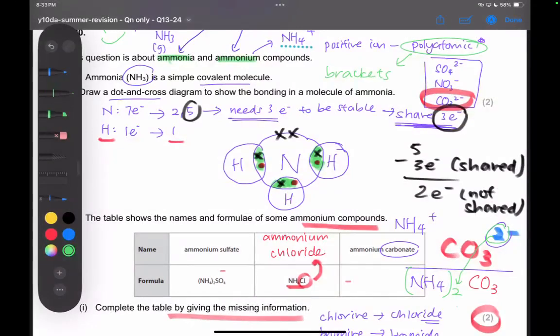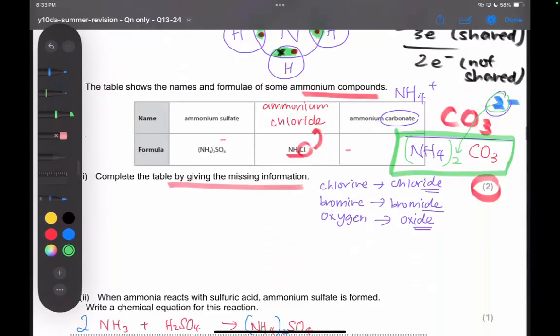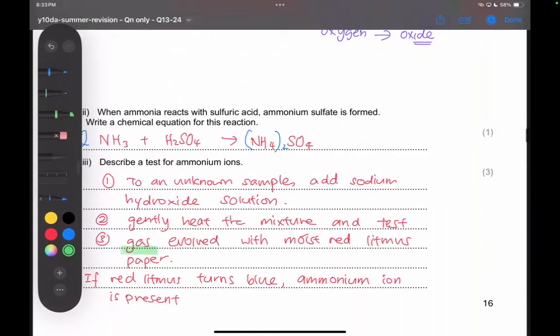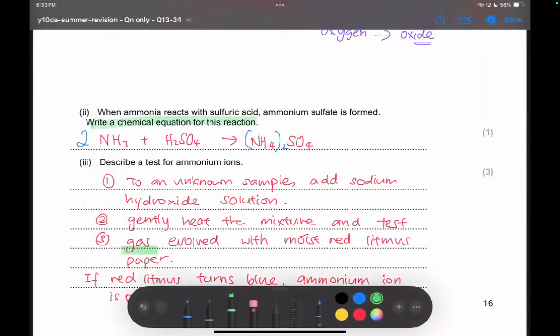Okay, so the answer for ammonium carbonate would be this. All right, okay, so there we go. Next, we're looking at writing a chemical equation. I'm going to bring this down. Writing an equation for this reaction.